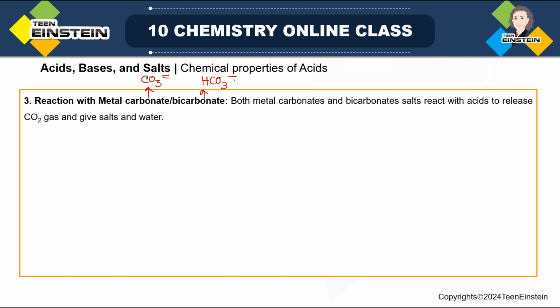So both metal carbonate and bicarbonate salts, which are also a type of salt, react with acid to release carbon dioxide gas. Okay, and in this case you will also get another kind of salt. So it is true that you are starting with some salt, but you will also get another type of salt, and the fate of the carbon and oxygen now is that it will be converted to CO2. So the anions CO3 2 minus and HCO3 minus will now be converted to CO2 and water.